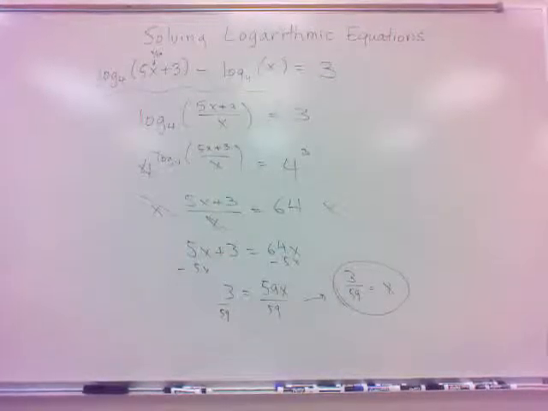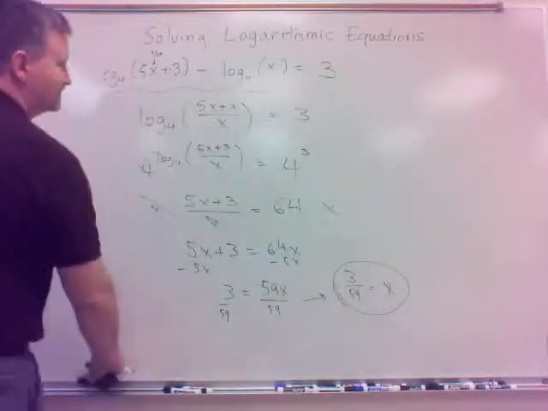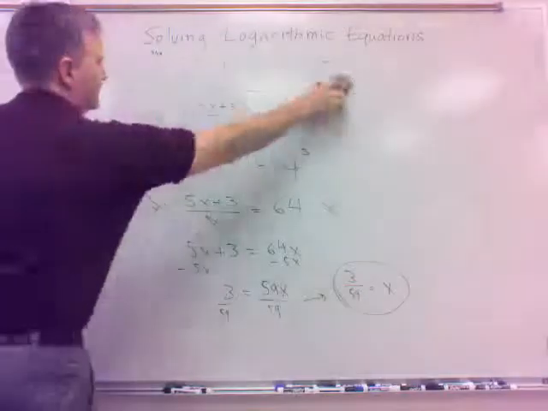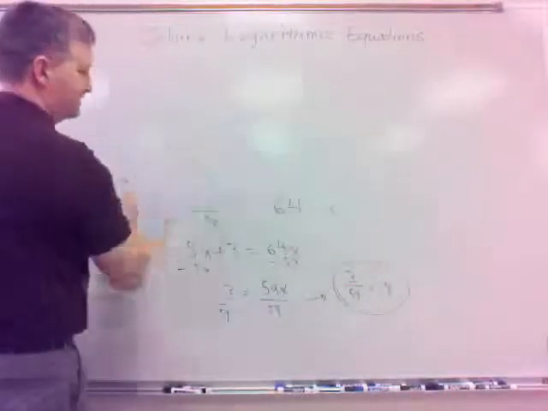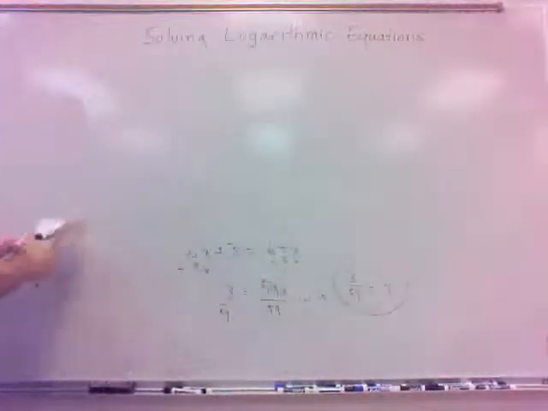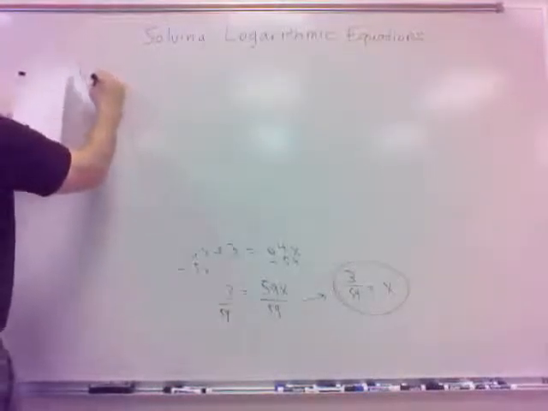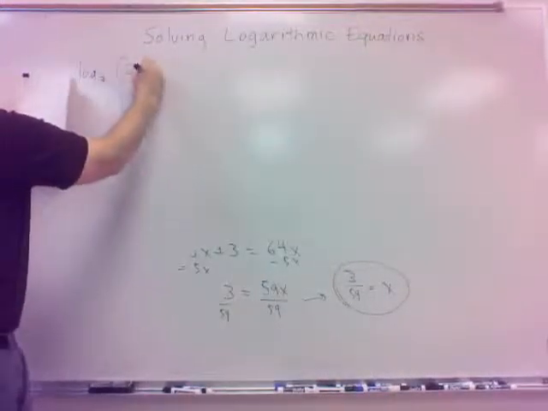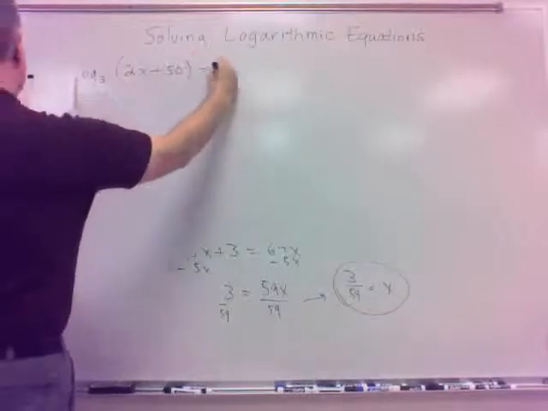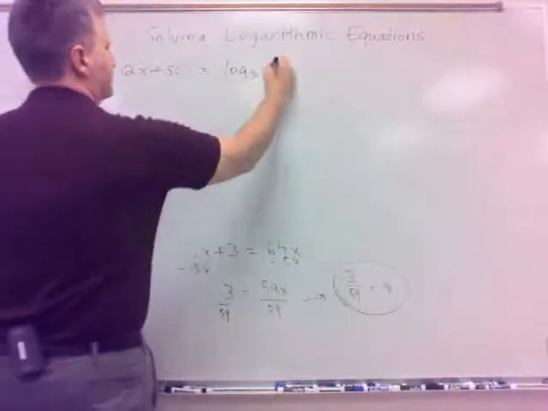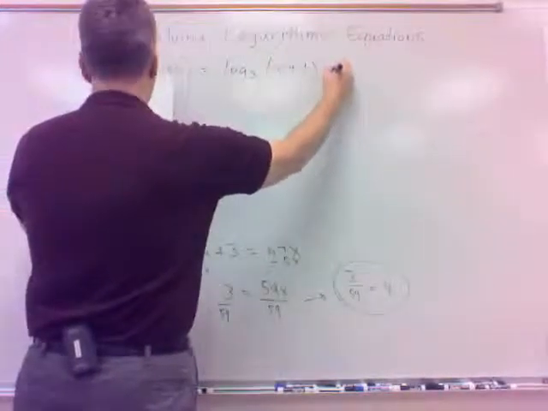One more of these types. What do we do if we have this? Log base 3, 2x plus 50 equals log base 3, x plus 1 plus 4.